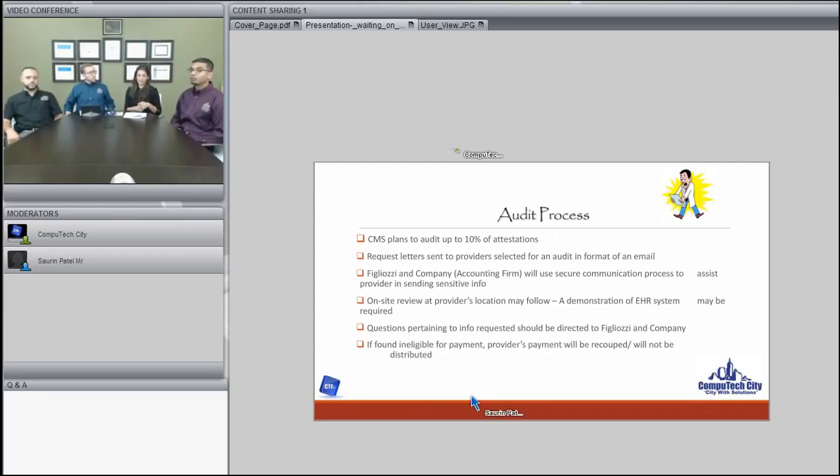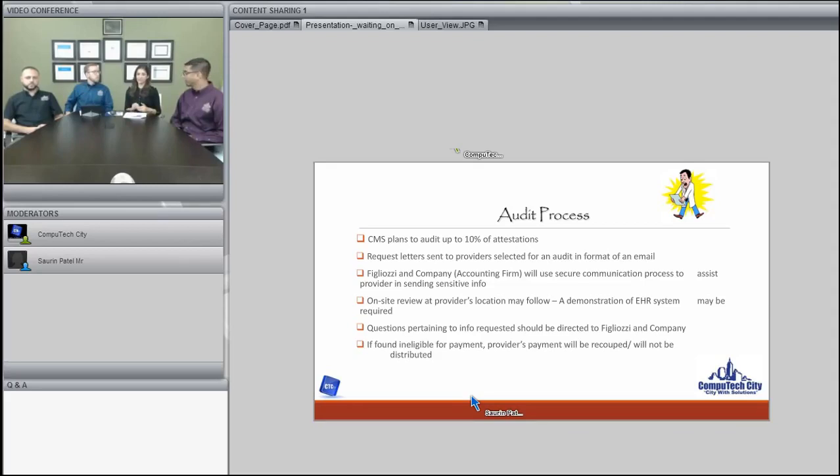The initial phase is they send you letters. They send provider letters in the format of an email. So you'll get an email from the CPA that's assigned to do the audit, and they will introduce what it is and what type it is in the subject of the email, and all of the requirements they need from you and how to submit or upload it to them. The CPA firm is called Figliozzi & Company. It's an accounting firm, so always keep that in mind.